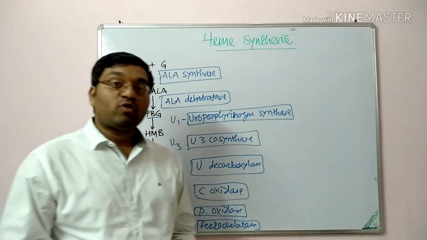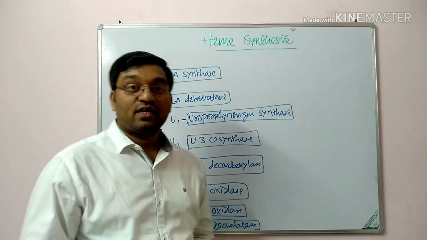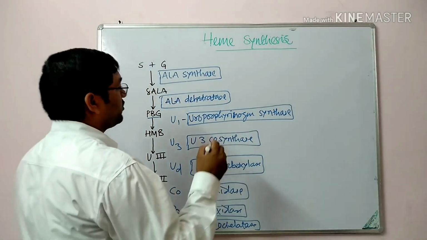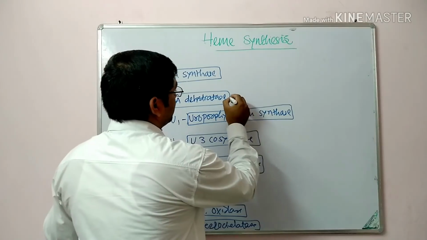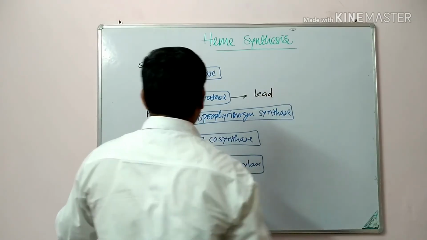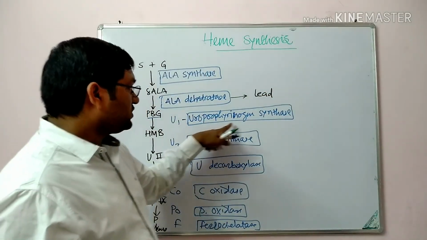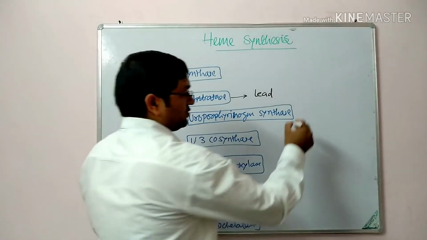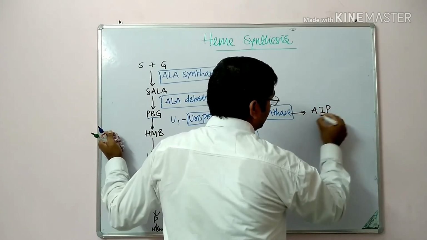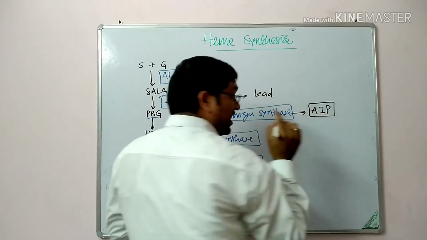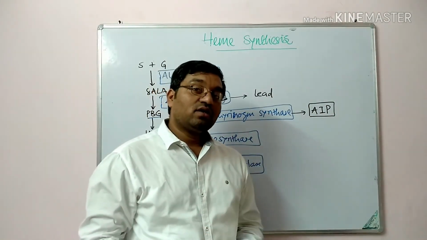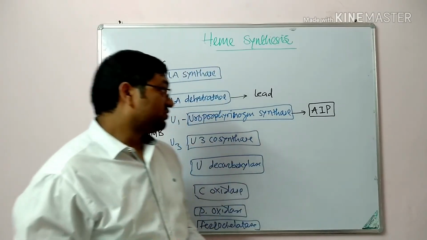Now coming to the important porphyrias, there are two types of porphyria, hepatic and erythroid porphyria. So this enzyme is inhibited by lead. Deficiency of uroporphyrinogen I synthase leads to the disorder known as acute intermittent porphyria. This one is the most common acute disorder, characterized by abdominal pain and neuropsychiatric manifestations.